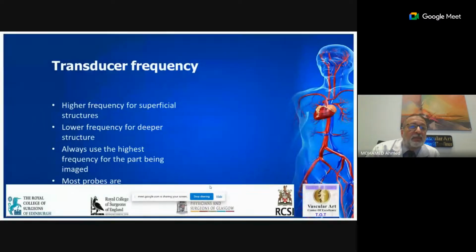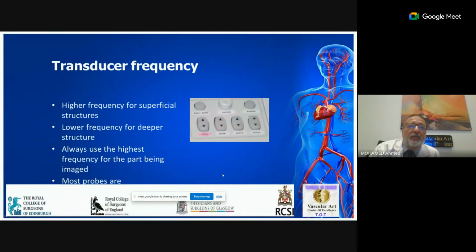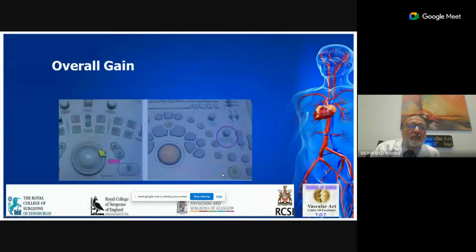This is the transducer frequency. Again, it goes between 2 to 3 megahertz for the abdomen, lower frequency, or it goes up to a very high frequency, like for the digital arteries, up to 12 and 15 megahertz probes. These are the transducers, multiple transducers with multiple frequencies.